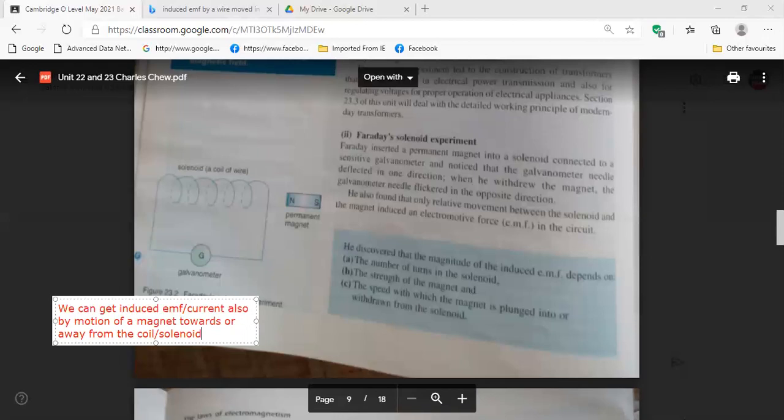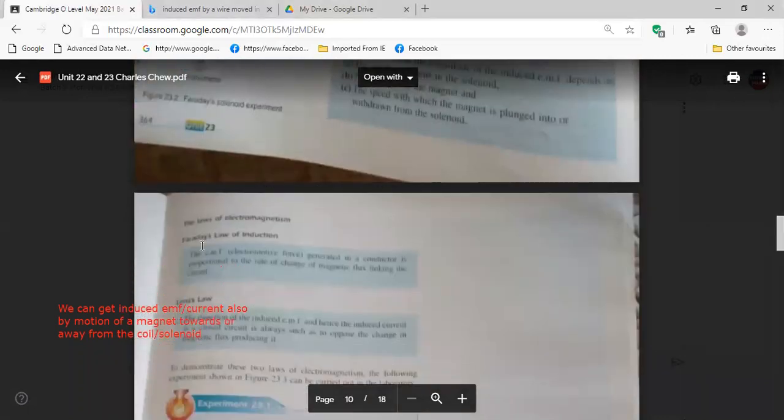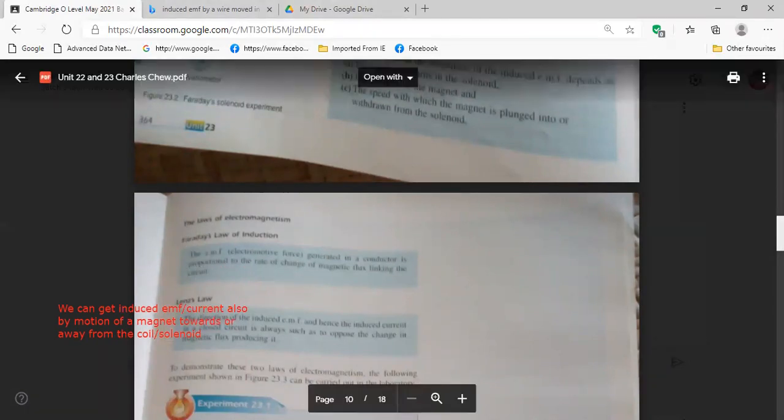Okay. Are you done with writing? Yes, sir. Okay, then write Faraday's law of induction statement. This one you write. You write statement, then this one you write.